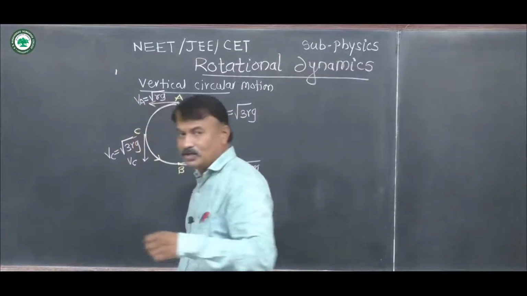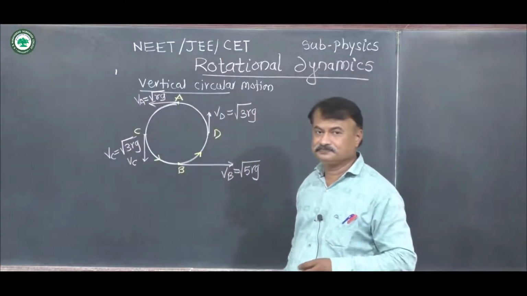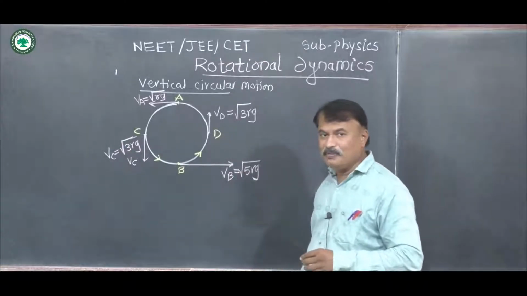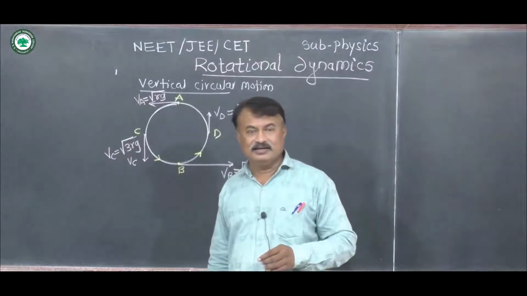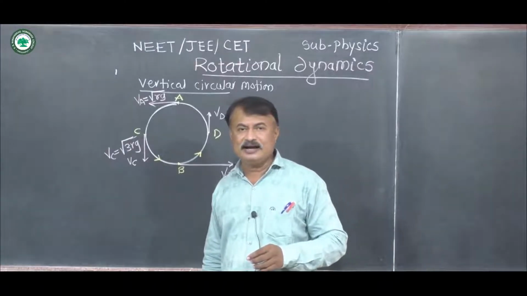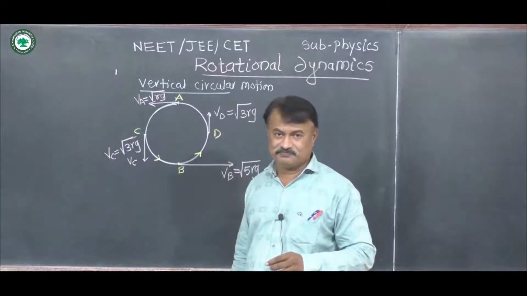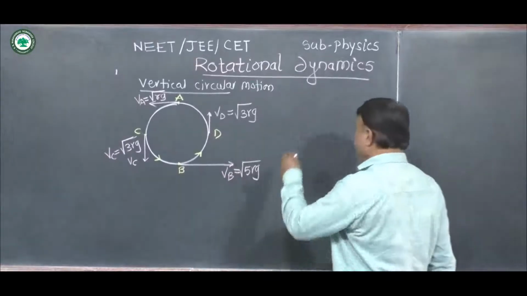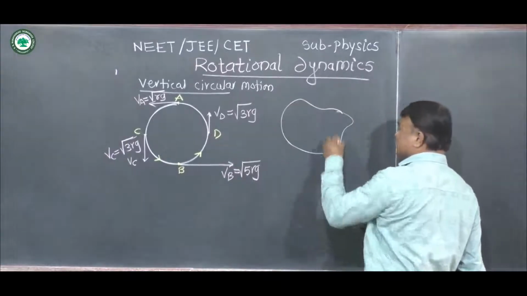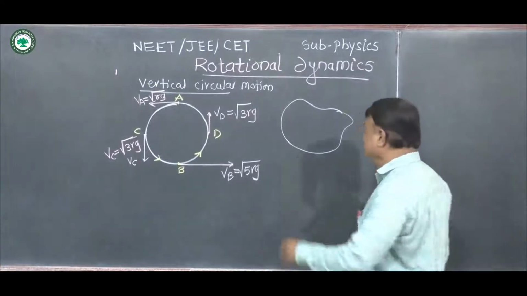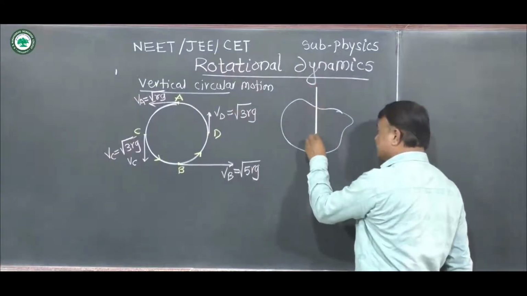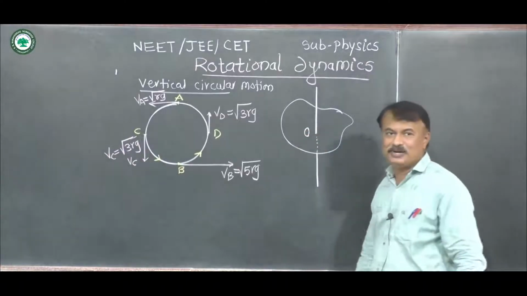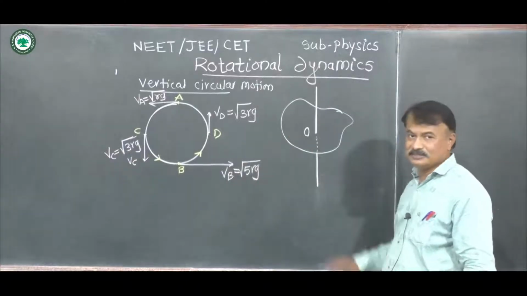Now, we have to study the next point: moment of inertia. For moment of inertia, we know that a body rotating about its own axis, that motion is called rotational motion. And for that purpose, we consider a rigid body as like this one. This rigid body is rotating about an axis passing through its center O, and this axis is perpendicular to the plane of that figure.